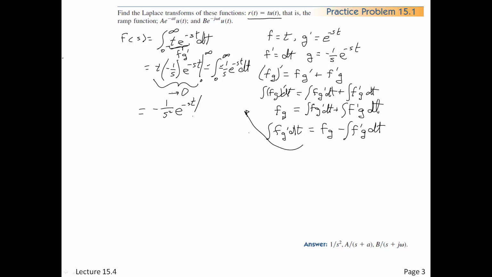And we can evaluate that between 0 and infinity. Okay? So, where does this leave us? The end of all this is a constant. Right? And what is this? At 0, this is 1. And at infinity, this is 0. So this is going to leave us with the lower limit minus a minus 1 over s squared. So we'll be left with 1 over s squared. Okay? That's the first one.